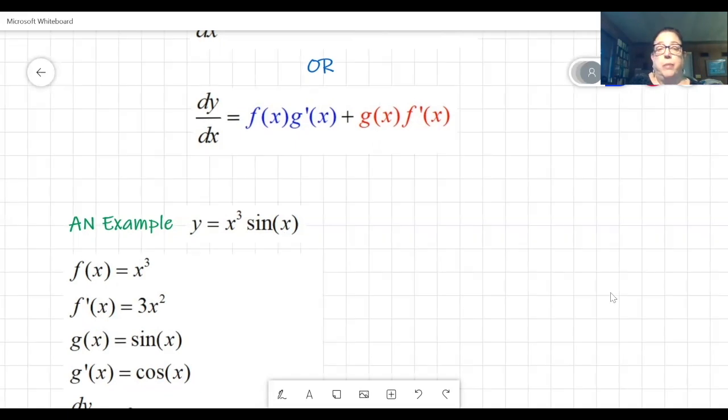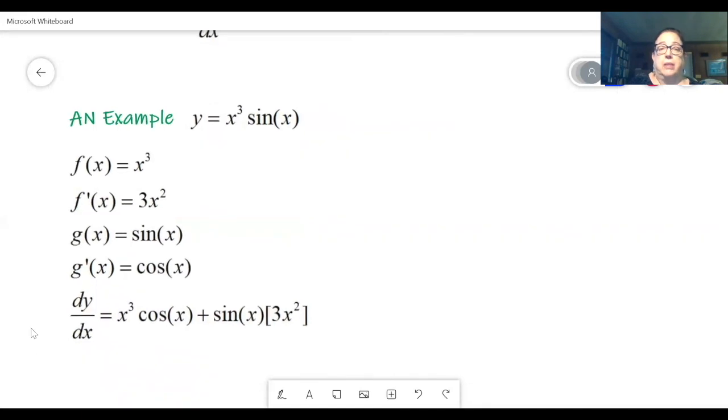We just fill in this formula. And we get x cubed times cosine x, f of x times the derivative of g, plus sine of x, g of x times the derivative of f. You're going to have to practice this a lot, and you may have to watch this video more than once, but it's pretty straightforward, and now we can multiply any two functions, and you can find the derivative.